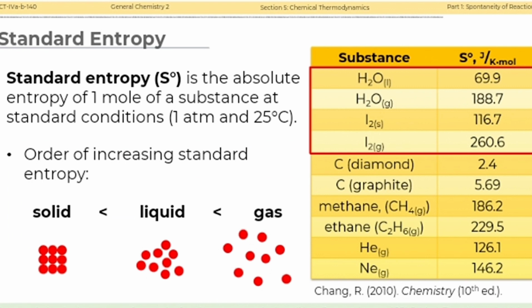Standard entropy is the absolute entropy of 1 mole of a substance at standard conditions: 1 atmosphere and 25 degrees Celsius. The table on the right shows the standard entropy of selected substances. Notice that the order given by the solid, followed by the liquid, then gas, is arranged in increasing standard entropy. This is due to the increase in the degree of disorder as molecules are brought from solid state to liquid state and to gaseous state.